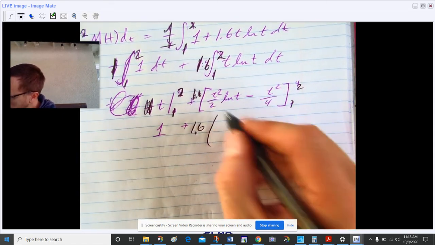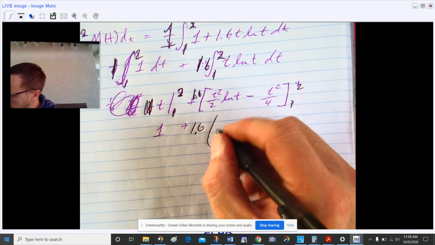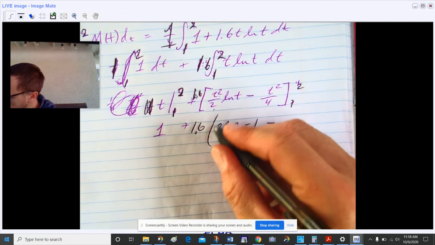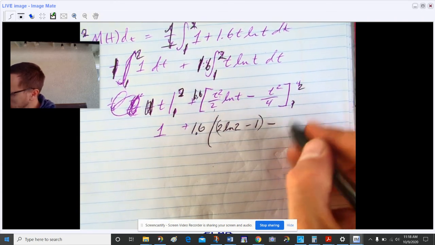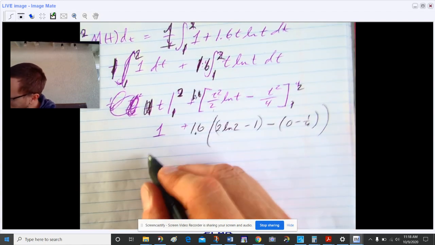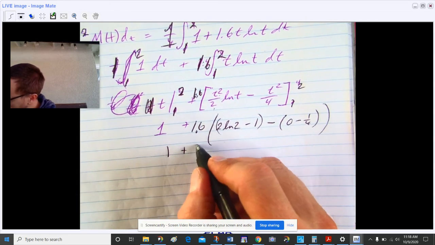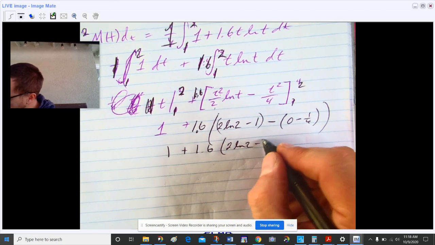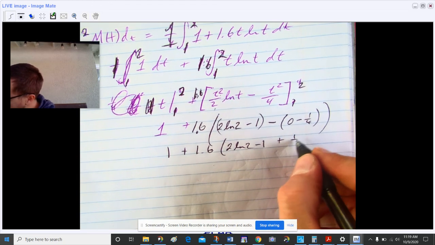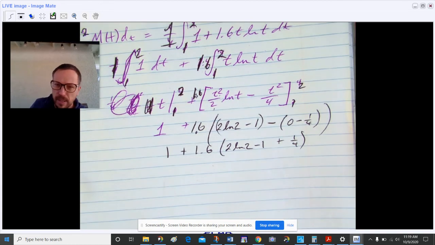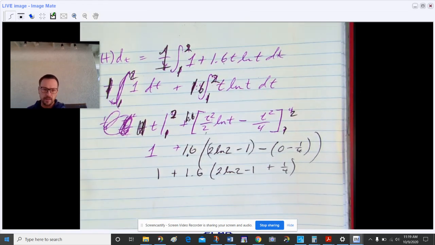On the outside, we have 2 squared divided by 2 is 2, natural log of 2 minus 1, minus, well, the natural log of 1 is 0, so 0 minus 1/4. So now we have 1 plus 1.6 times 2 natural log of 2 minus 1, plus 1/4. That's just a big stinking mess, but that's what it would come out to be. Without a calculator, that's what we do. With a calculator, then who cares?